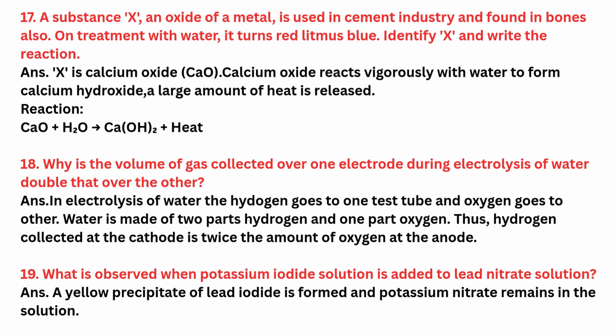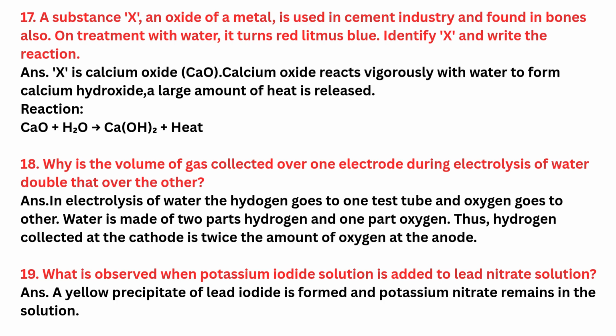Why is the volume of gas collected over one electrode during electrolysis of water double than that of the other? Answer: in electrolysis of water, the hydrogen goes to one test tube and oxygen goes to the other. Water is made up of 2 parts of hydrogen and 1 part oxygen. Thus, hydrogen gas collected at the cathode is twice the amount of oxygen at the anode.